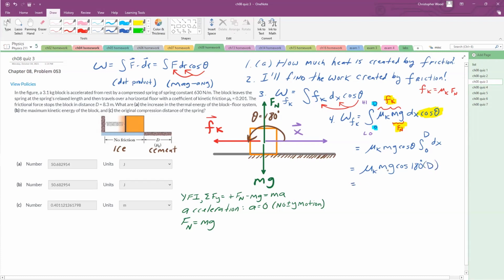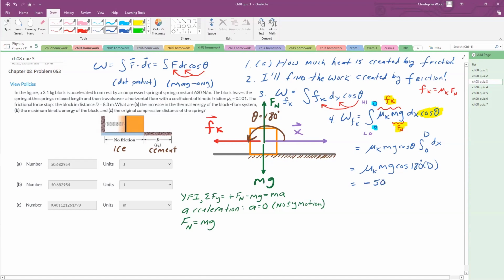So when I put that into my calculator, I get 0.201 times 3.1 times 9.8 times cosine of 180 times D, which is 8.3, negative 50 and some change. This is the work done by friction.